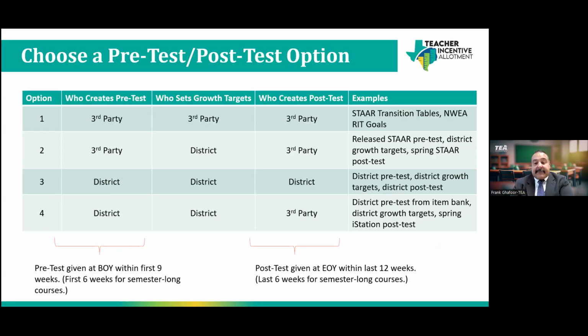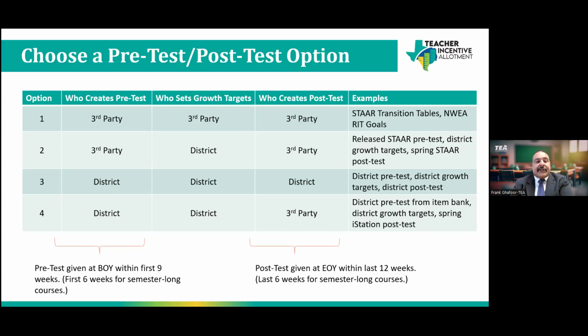So with these four different options, we do have quite a bit of flexibility in our system that we can adopt multiple of these options. And so let's say you wanted to use STAR transition tables for your 4th through 8th reading and math, that would be an option one. So you would have the STAR creating that test.